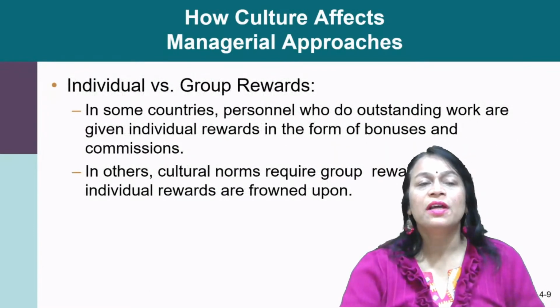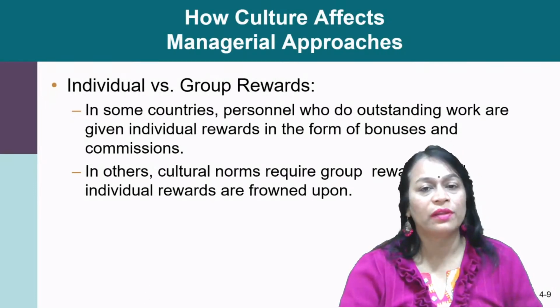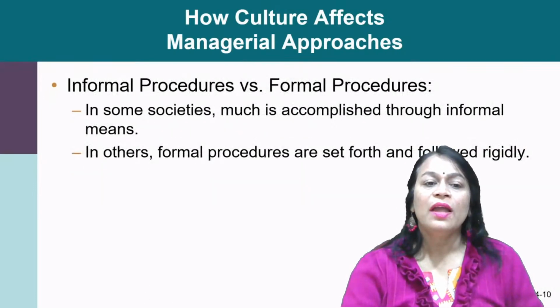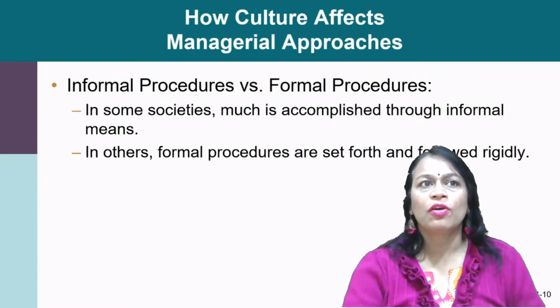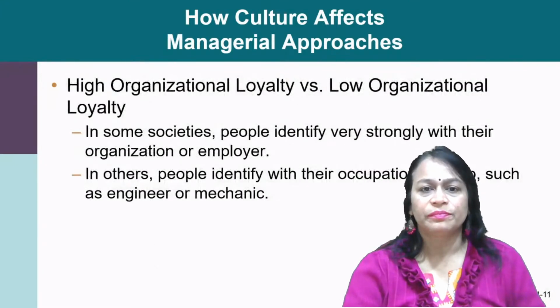Individual versus group rewards. In organizations where individualism is preferred, individual rewards are more prevalent. But organizations which are group oriented would prefer team rewards so that people can work in a team together and get the outputs. Informal versus formal procedures. Those organizations which are more strict, formal, standardized would prefer a formal way of doing things, whereas those which prefer lesser formalization, lesser standardization, prefer informal procedures. Example, IT organizations, whereas manufacturing organizations are usually formal in nature.